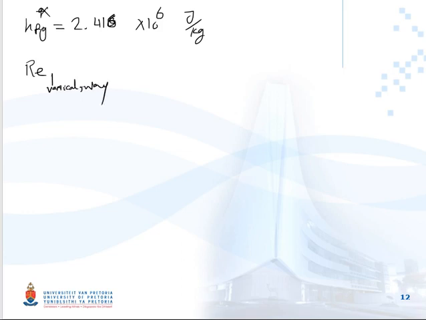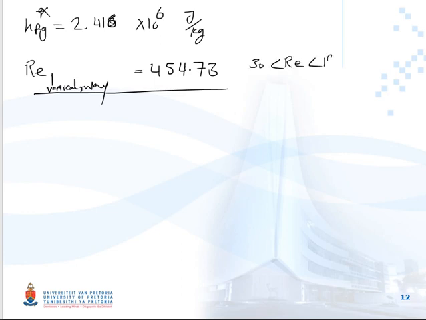Use the correlation. I'm not going to write the correlation here. Reynolds is 454. So we assume that it is wavy laminar. Now Reynolds is 1800. Okay, the assumption was correct. We have Reynolds, we can find h, we have all those properties.